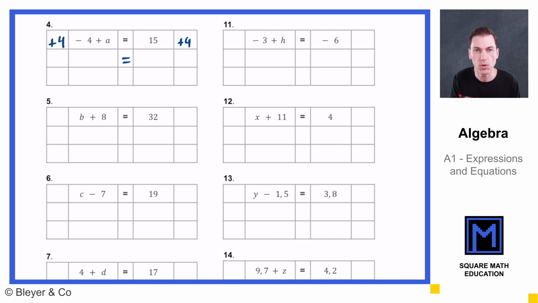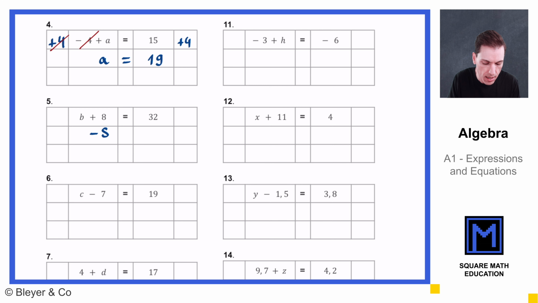We're going to have the equal under the equal sign. Minus 4 and plus 4 cancel out, it's 0, nothing left. On the left hand side of my equation, only a, and on the right hand side, 15 plus 4 makes 19. Let's move on to the next equation. b plus 8 equals 32. Together with my variable b, there is 8 being added. The inverse operation of adding is subtracting.